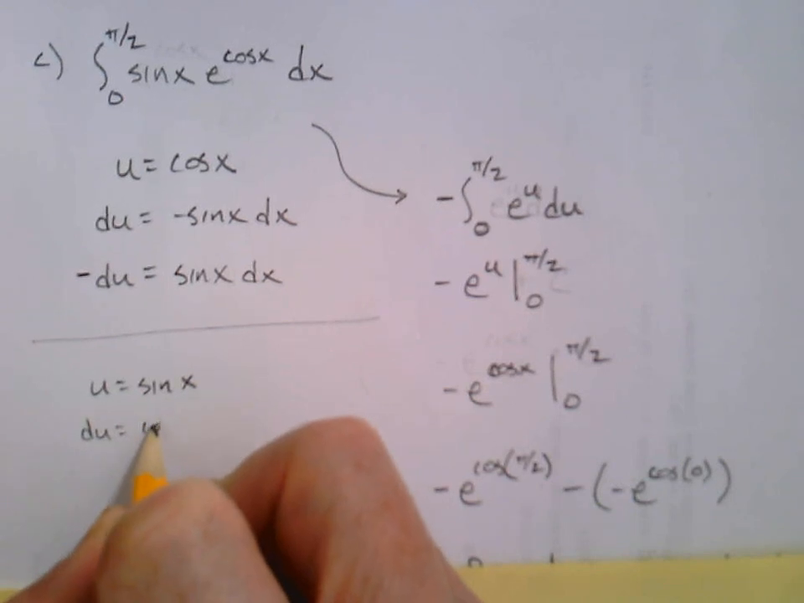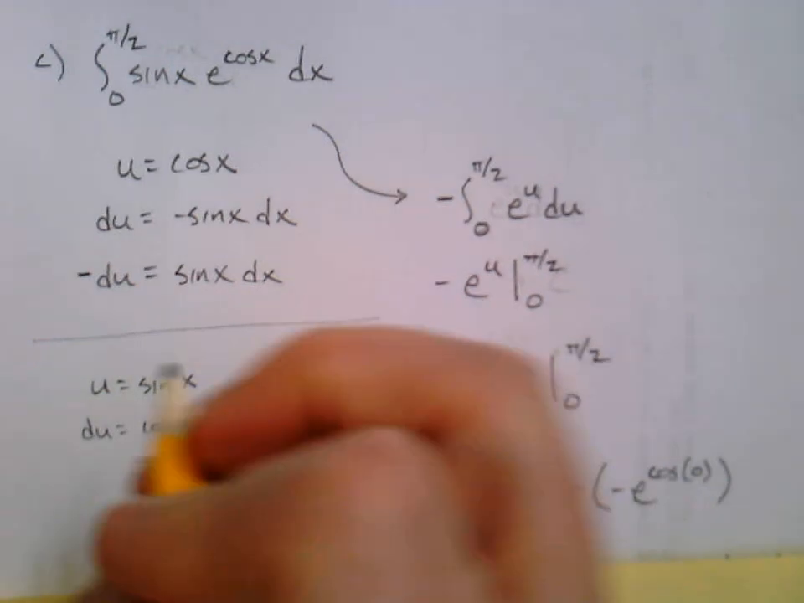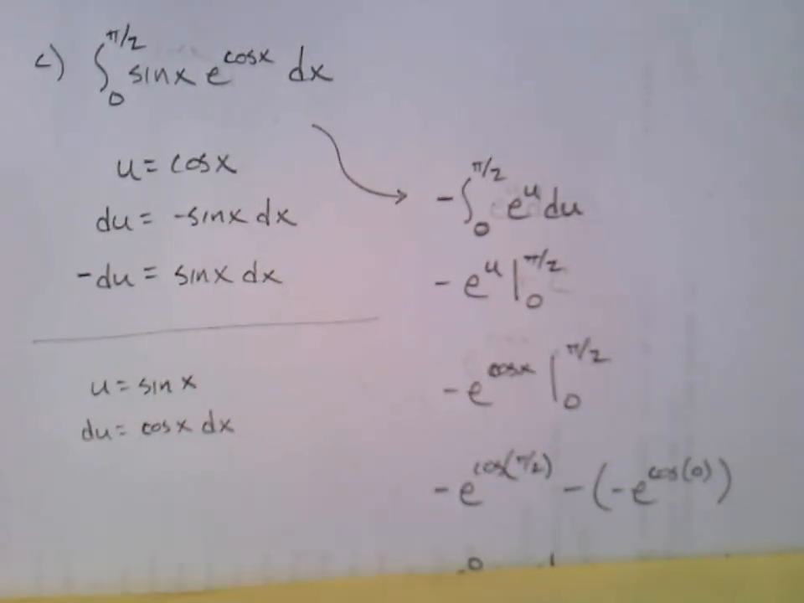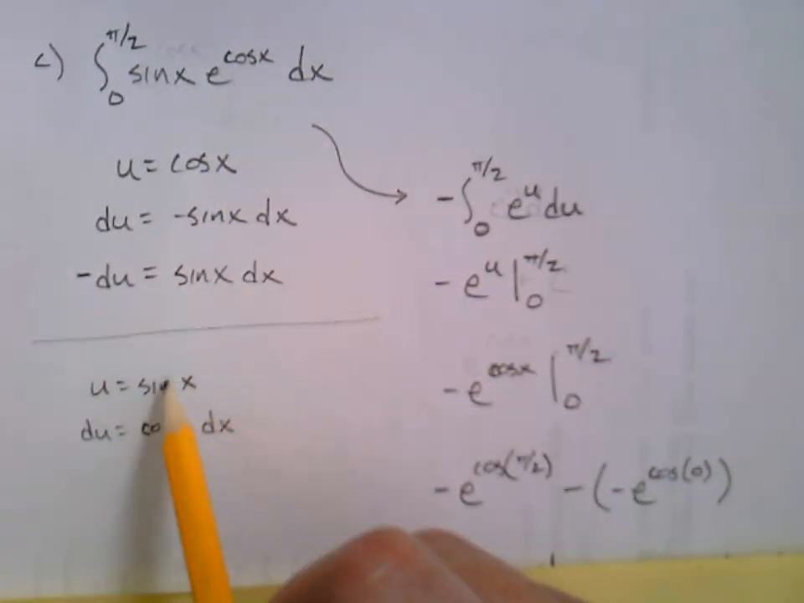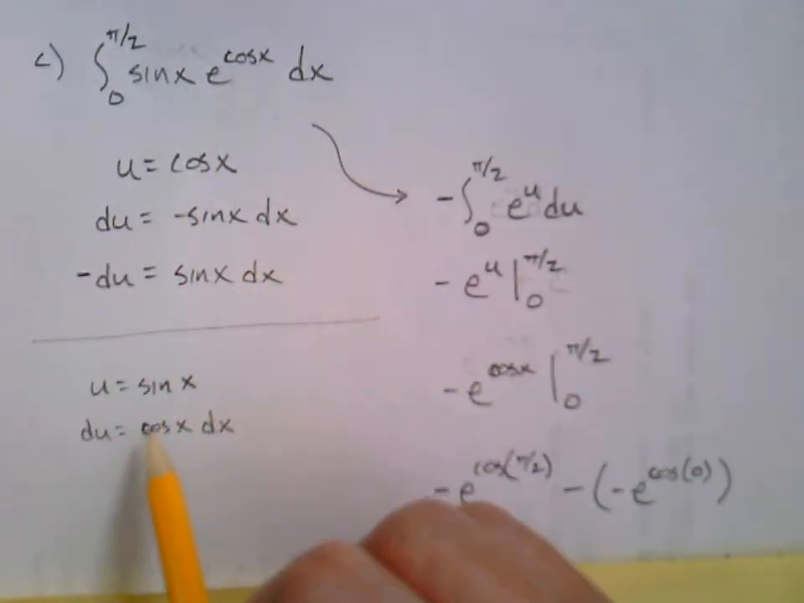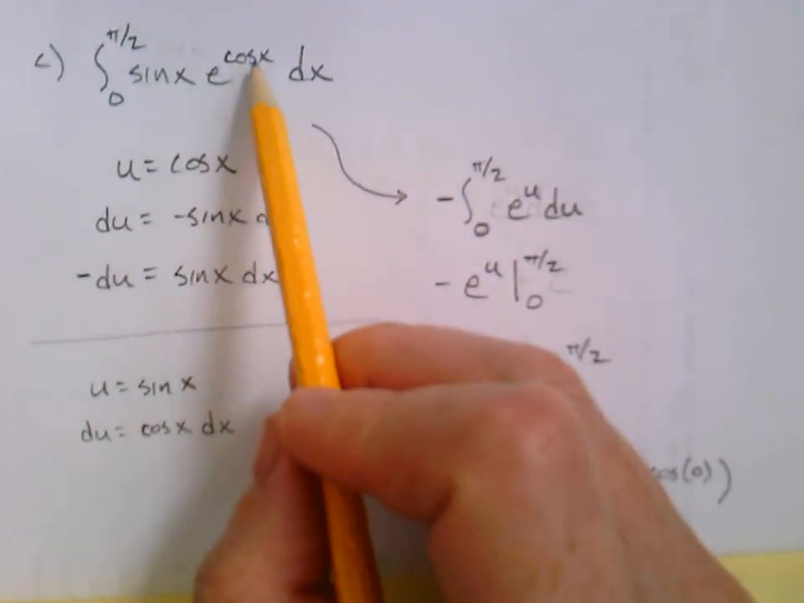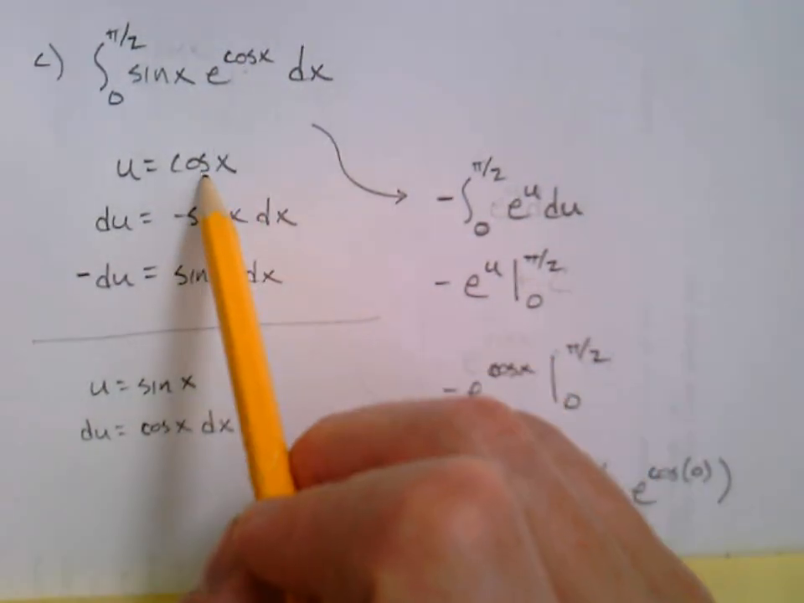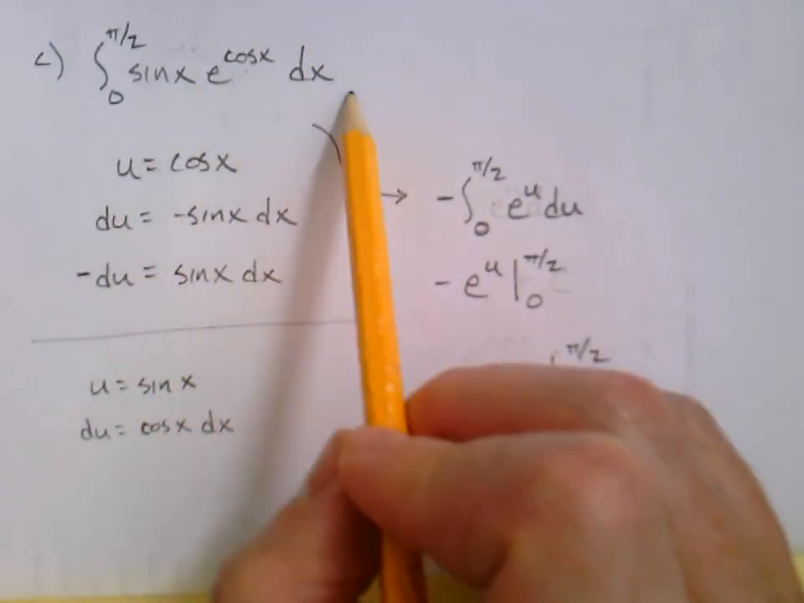Well, at first, maybe it seems like that's okay. I mean, du would be cosine x dx, right? But then how's it going to work? Because if the sine becomes u and this cosine is up in the power of e, it's not being multiplied by dx, it's up in that power. This just doesn't fit. I just can't get that to work. So because cosine is up in the power of e, that tells me I need to pick that for u, and now the rest of it can become du.